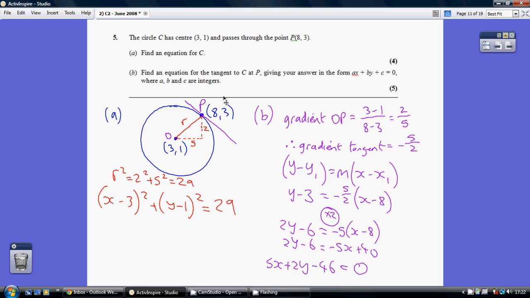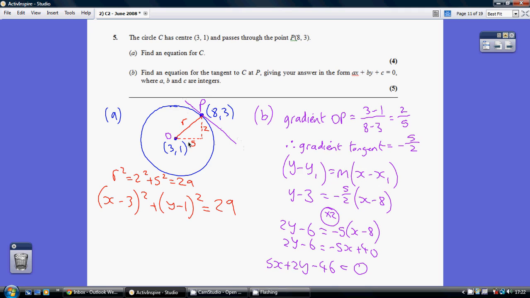Now for part B, we're being asked to find an equation for the tangent to C at P. So the equation of this purple line. So our goal is to be able to use the C1 formula, y minus y1 equals m(x minus x1). That's the classic formula for a straight line. We need to have a point on the line, which of course we know it's P. So we're going to be substituting in 8, 3 in a minute. So all we're missing is the gradient of this slope.